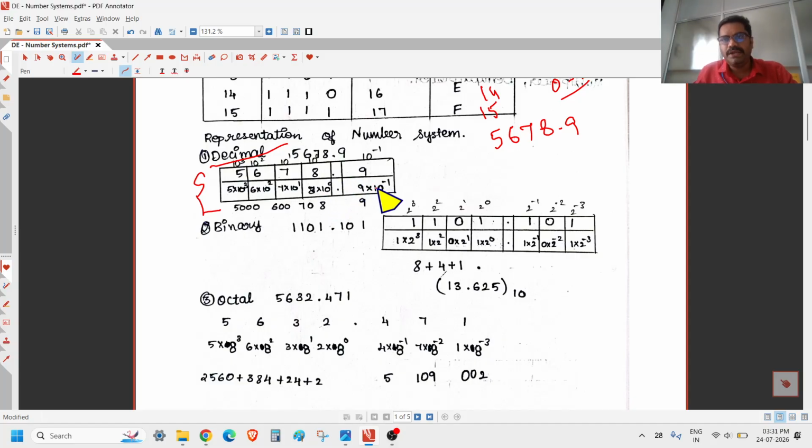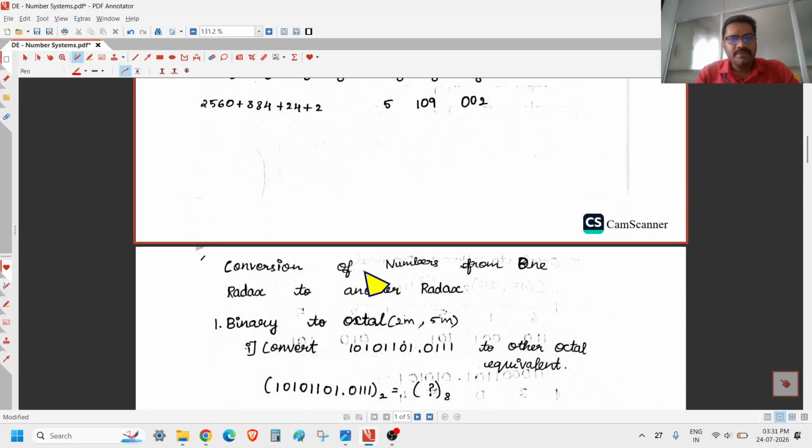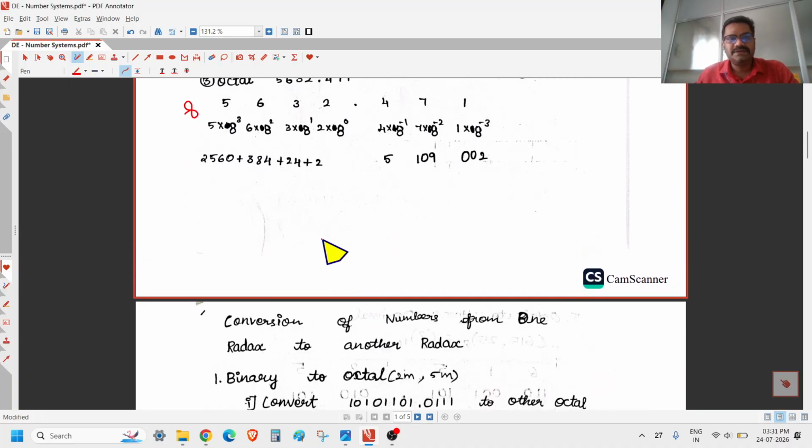And after the point it is 10 power minus 1. Likewise, for each and every number we have to mention it. Since it is a decimal number we mention it with the help of base 10. Likewise for binary the base is 2, for octal the base is 8, and for hexadecimal the base is 16. That is the binary, hexadecimal, decimal, and octal number representation.